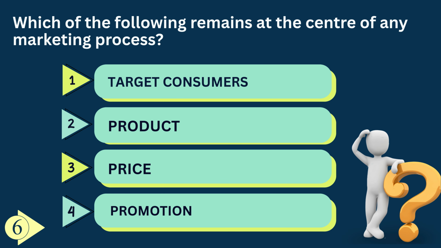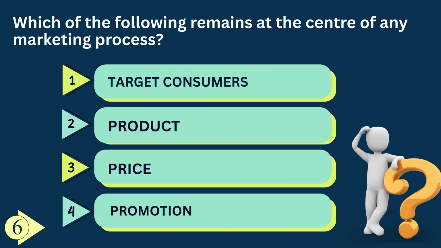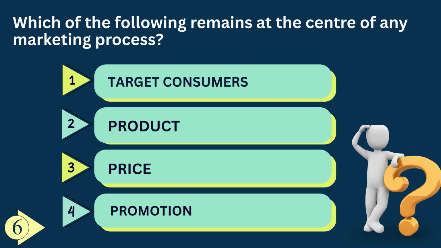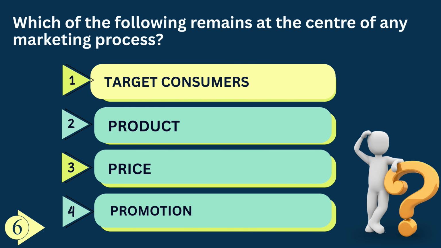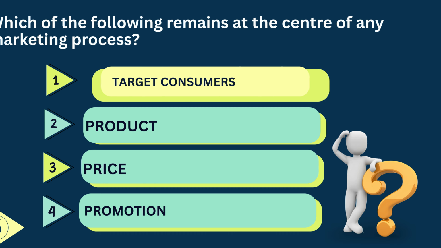Which of the following remains at the center of any marketing process? Option 1 target consumers, option 2 product, option 3 price, and option 4 promotion. And the correct answer is option 1 target consumers.